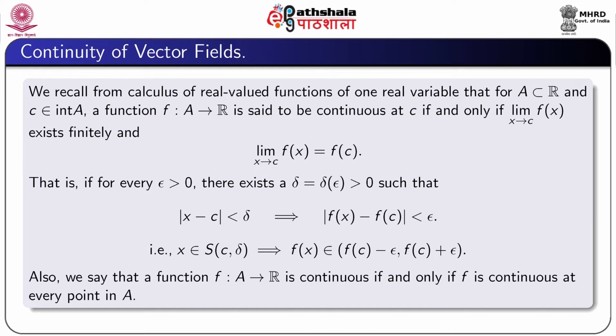That is, corresponding to every positive epsilon, we can find a delta such that whenever mod x minus c is less than delta, we have mod f(x) minus f(c) less than epsilon. That is, whenever x is in c minus delta to c plus delta, we have f(x) in the open interval f(c) minus epsilon to f(c) plus epsilon. Now, we say that a function f from A to R is continuous if and only if f is continuous at every point of that set A.